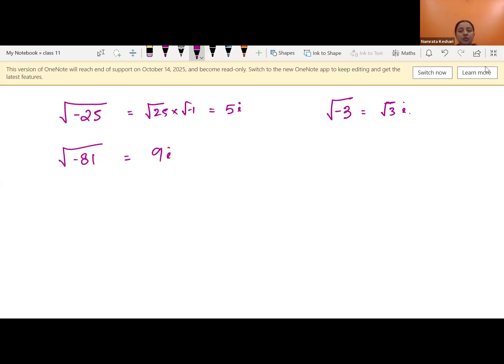Okay, so what I explained in the beginning, that b square minus 4ac is smaller than 0, this is the case which talks about the situation where the roots are not real.